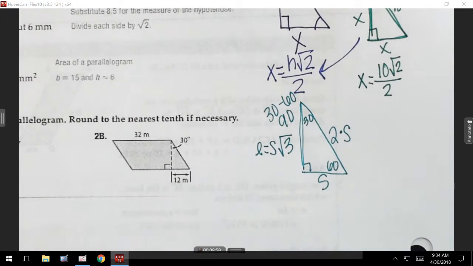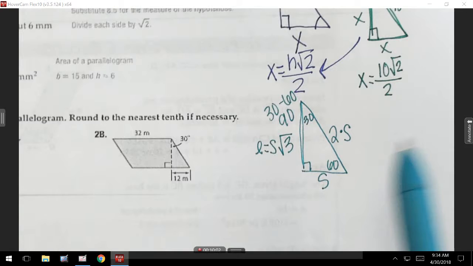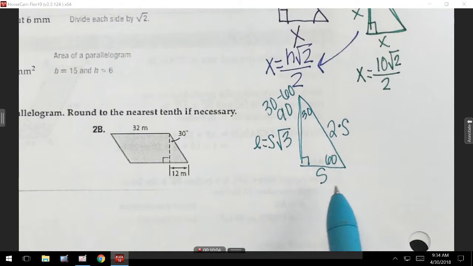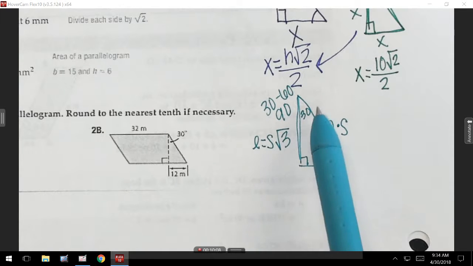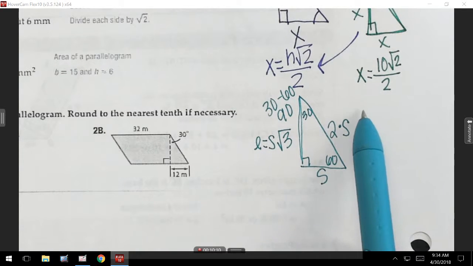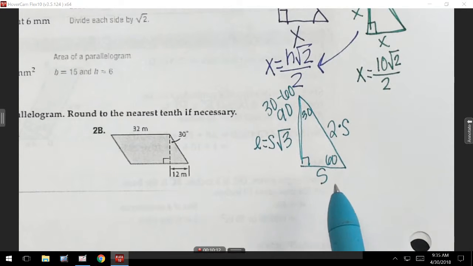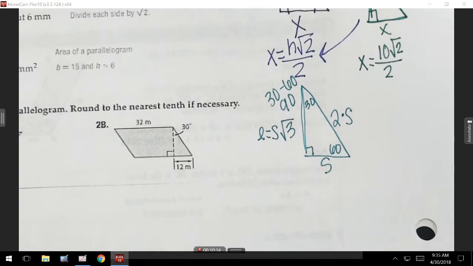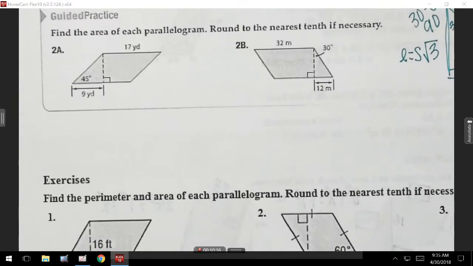The scenario you're going to run into a lot in this lesson is you're going to have the hypotenuse and need small. So that's a good scenario, right? Because if we have the hypotenuse and you need small, you just divide by 2. Okay, y'all feel better? You got it in your head? Okay, let's look at 2a.